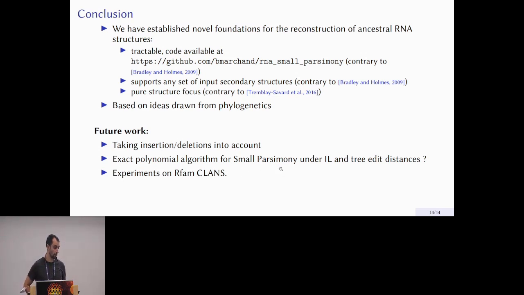We still have open algorithmic questions as to the polynomial algorithms for the small parsimony problem or the median. And finally, and it is related to the insertion deletions, we could do experiments across RFAM families, so trying to combine the trees we have for individual families into bigger ones. There is something called RFAM cleanse that starts to do that. But for that, you need to have insertion and deletions because they have different lengths.